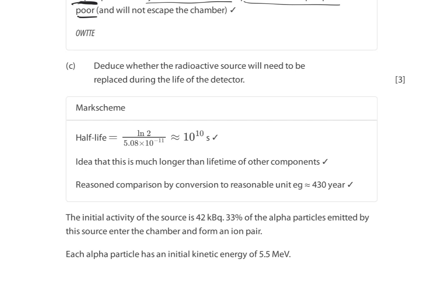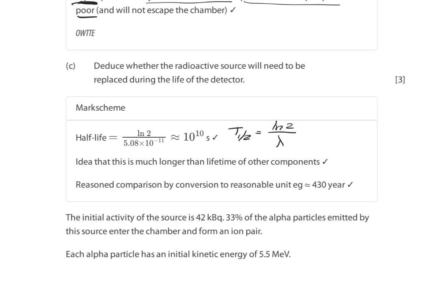All right. Then deduce whether the radioactive source will need to be replaced during the life of the detector. Interesting. So based on that, we have to get the half-life. We know that half-life is the natural log of 2 over the decay constant, which is what they did here, and we get 10 to the 10 seconds.